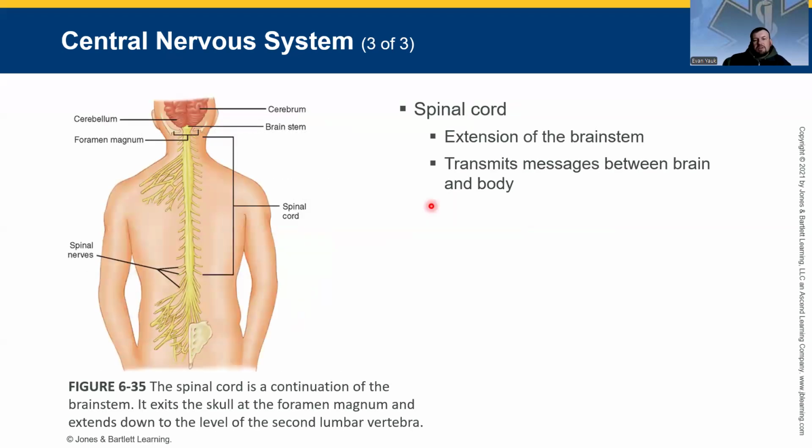Spinal cord, extension of the brain stem. So if you remember that brain stem ran right up in here on that picture a little bit ago, this is just an extension of it. It transmits messages between the brain and the body off of all of these little nerve endings that come out.